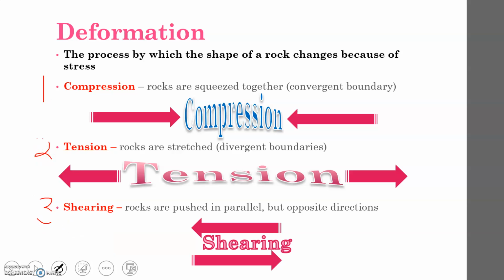Okay, the first way is by compression. So this is when rocks are squeezed together. They are compressed. Compression is a great way to remember convergent. They both start with C. So compression is pushing something together, making something that's big fit in a small space. A great example of compression would be a stress ball.